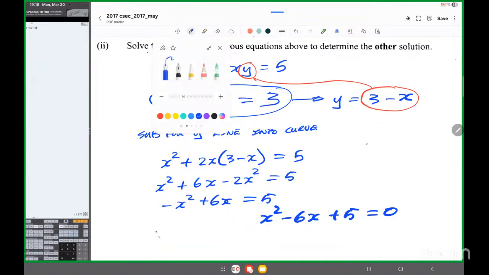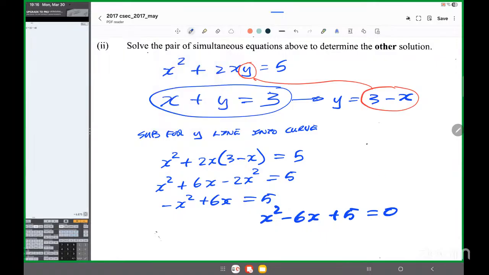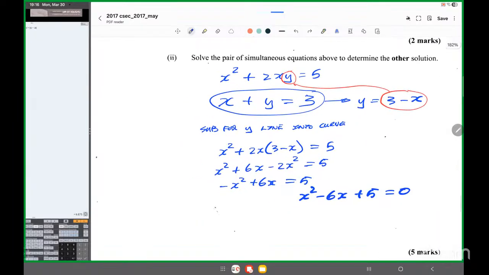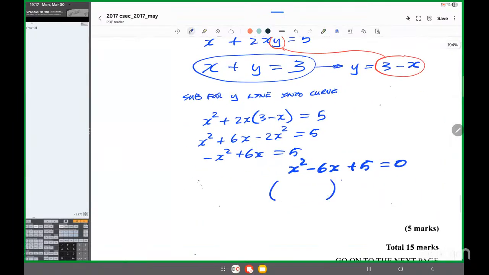And then we're factorizing that. It's easy to factorize. Factors of 5 with the sum 6 are 1 and 5. So it's x minus 1 and x minus 5. Signs are the same; they are both negative. So this factor gives us x equals 1. This factor gives us x equals 5.